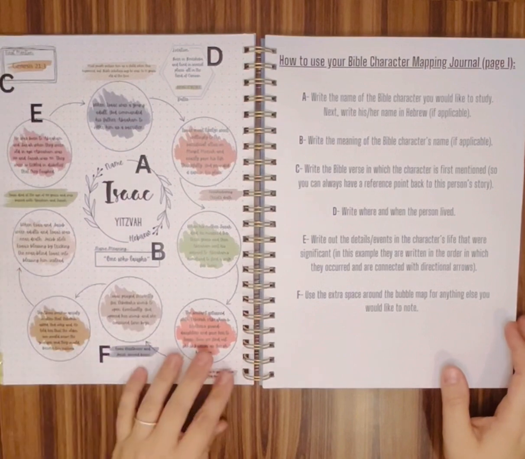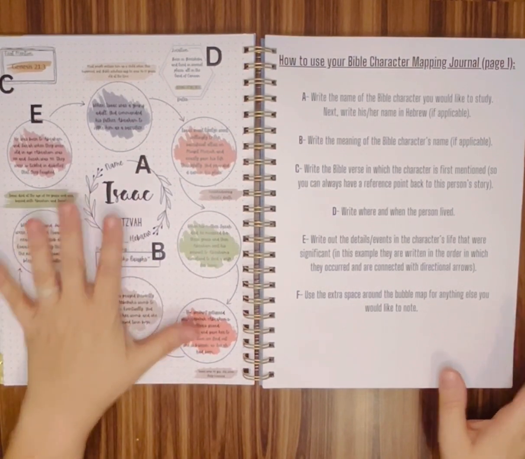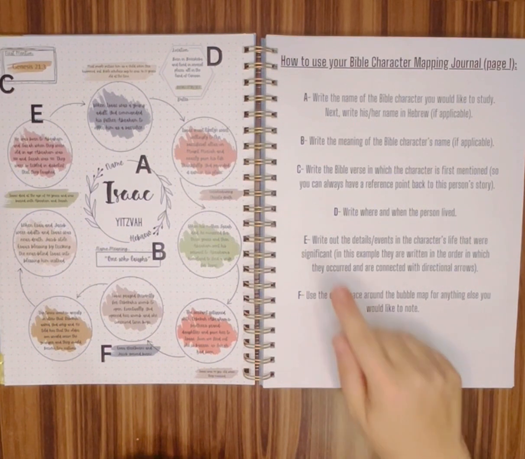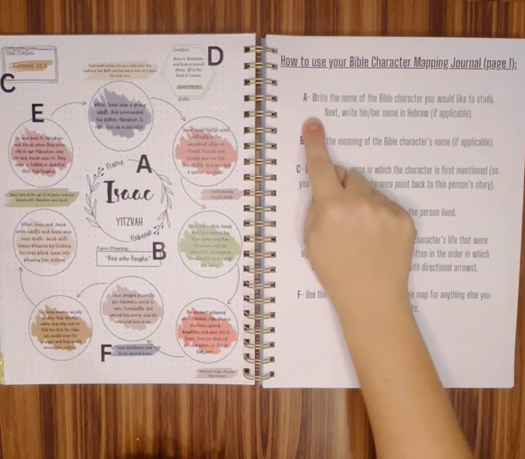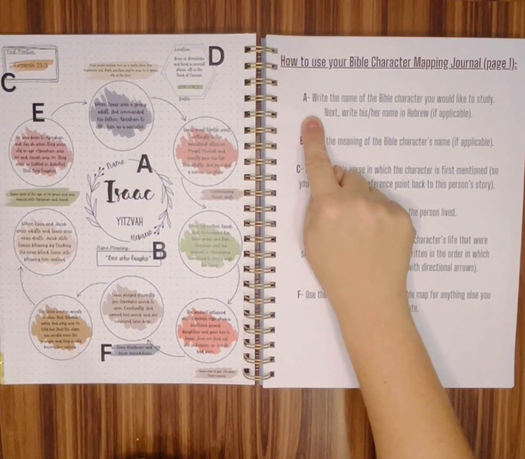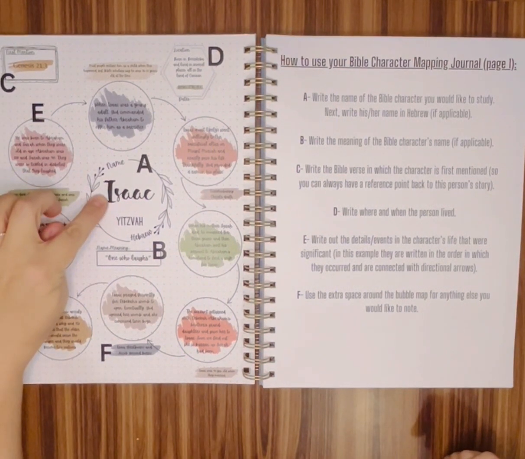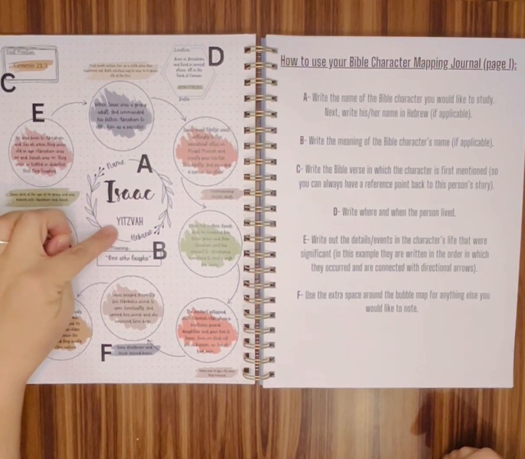On the next couple of pages, you're going to see an example mapping and then the instructions on the right. So all you do is follow the instructions in ABC order. For example, if you look up here, it says write the name of the Bible character that you would like to study, and then write his or her name in Hebrew if applicable. So here, you can see that I've written the name Isaac and then his Hebrew name.